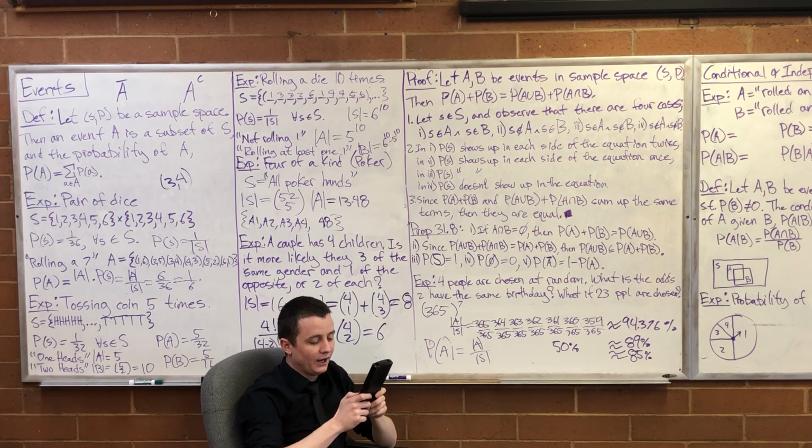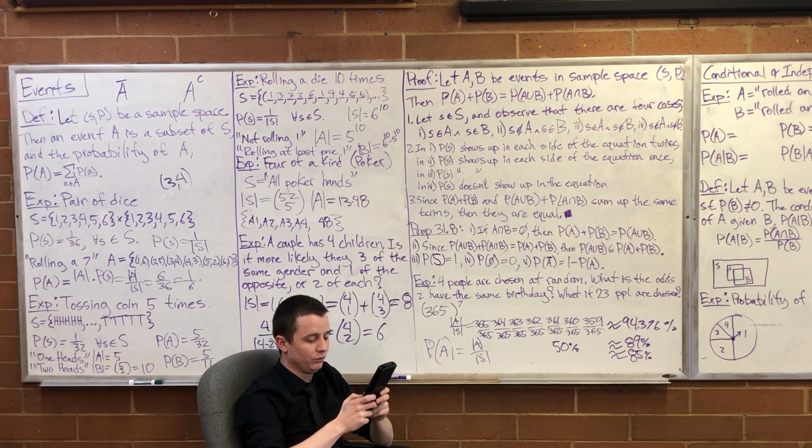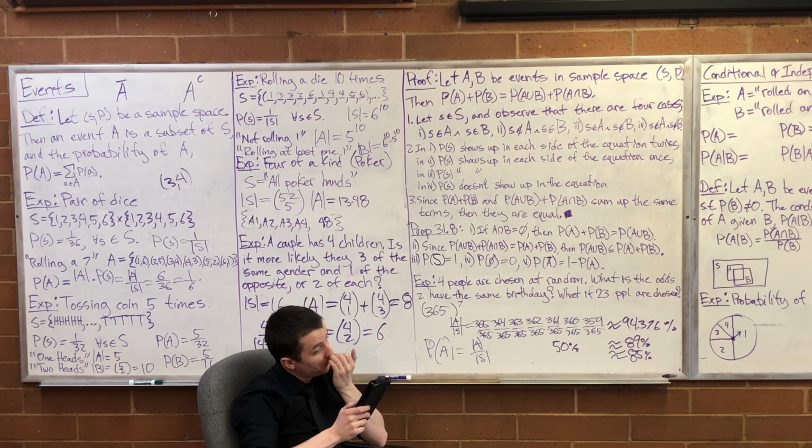All right, so 365, don't let me go past it. Let me put parentheses. 365 times 364 times 363 times 362 times 361 times 360 times 359 times 358 times 357 times 356 times 355 times 354 times 353 times 352 times 351 times 350 times 349 times 348 times 347 times 346 times 345 times 344 times 343 times 342 times 341 times 340 times 339 times 338 times 337 times 336, divided by 365 to the power of 30, which is 29%.